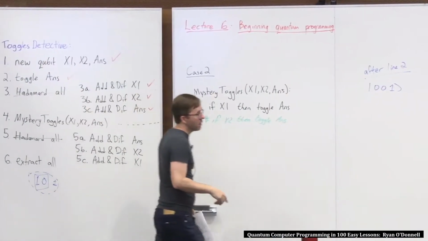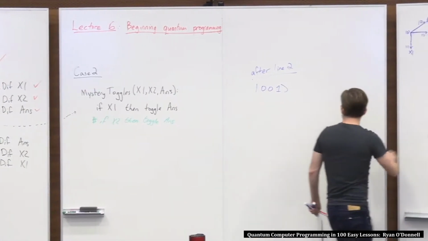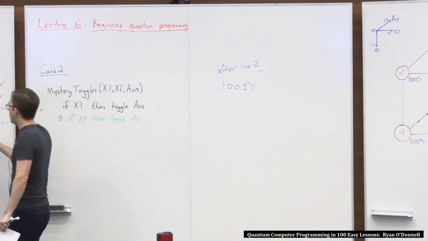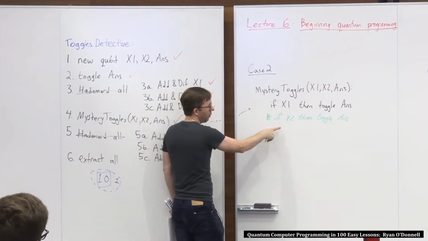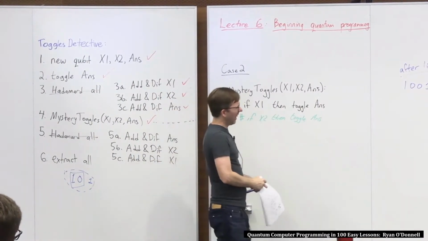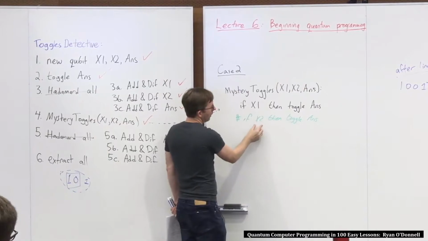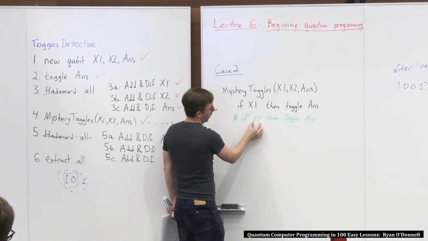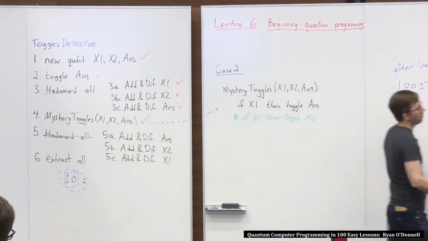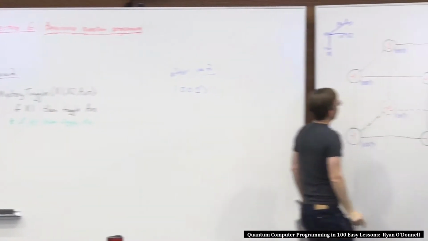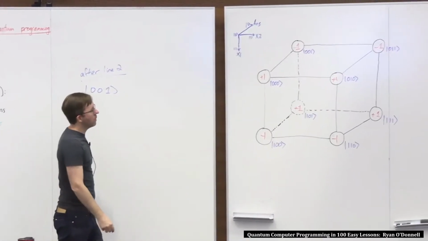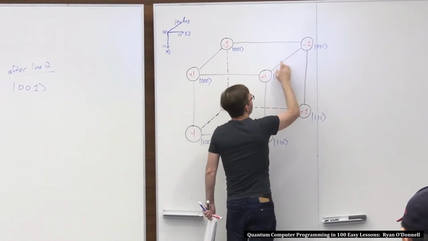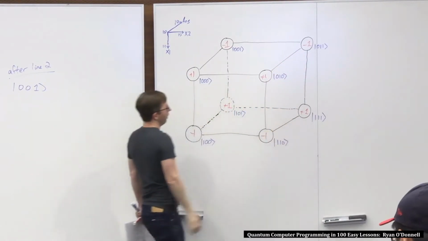Okay, so I did the swapping. And so this is the state after mystery toggles. Now had we not commented out this line, and mystery toggles contained both these toggles, then we would have this if x2 then toggle ants. How would that work? Only things would happen for the bit strings that have x2 being 1, which is everything on this right face. And you'd still be toggling ants, which is the in and out direction. So you'd be swapping these in and out edges, but only on the right face. If you were to do that, which we're not in this example.